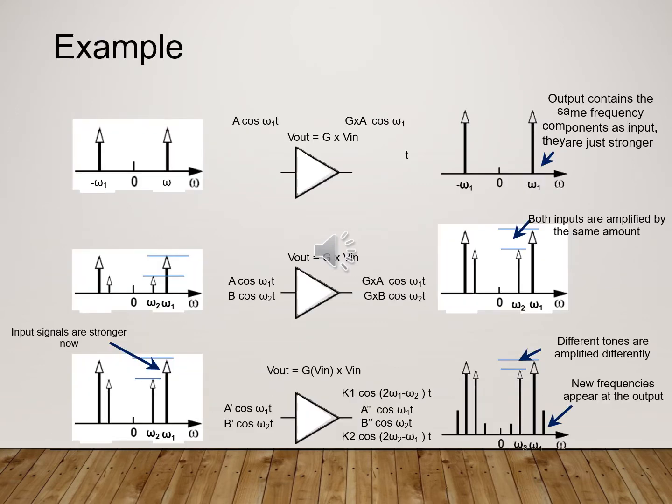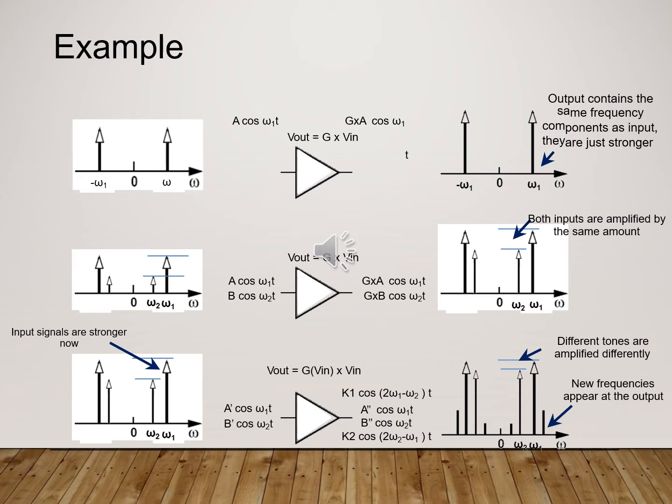Now, let us study the effects of nonlinearity to understand it. If we have a linear system like in the first and second figures, and we insert one tone like cosine omega 1 of t into this amplifier, the output is equal to the gain multiplied by the input. As you see, the output contains the same frequency component as the input. They are just stronger because they are amplified.